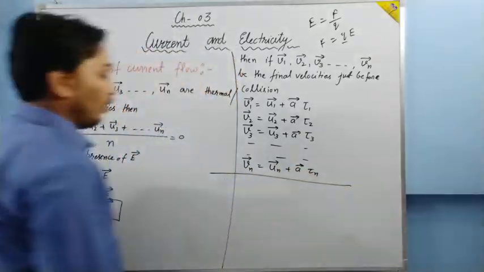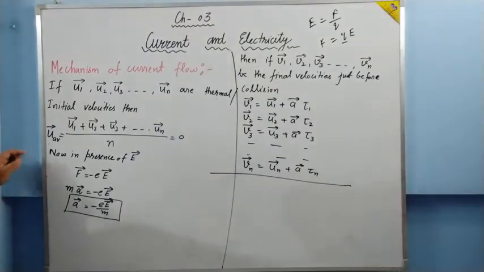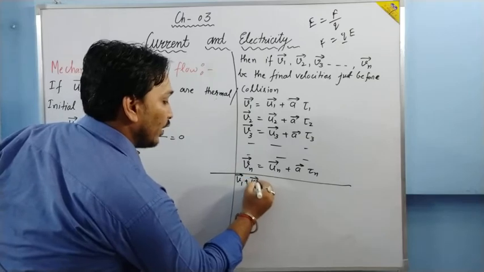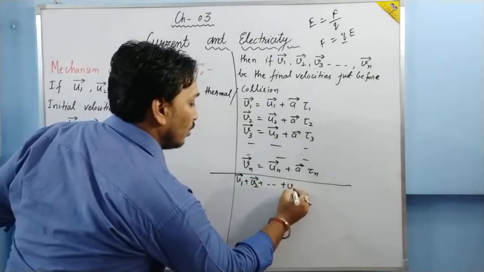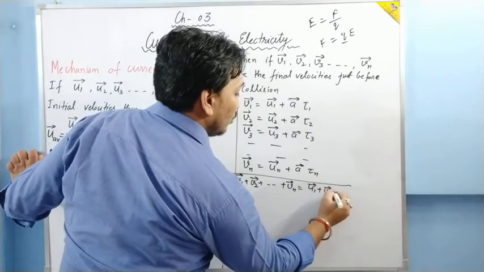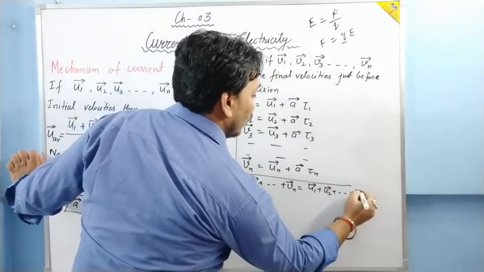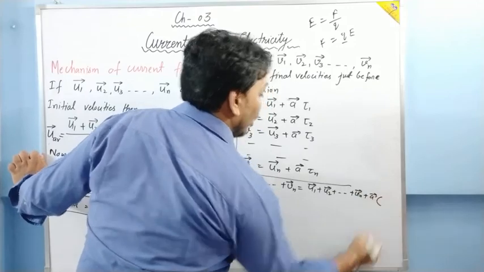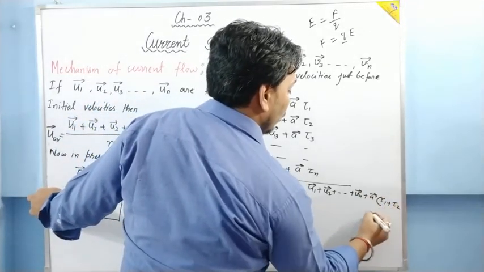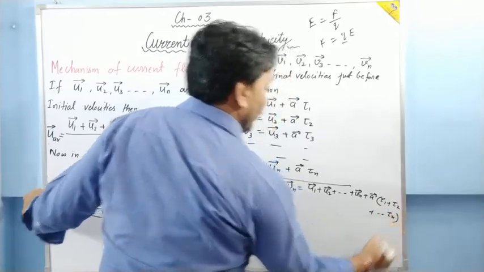We are going to add all these. So what are we going to have? We are going to have v1 vector plus v2 vector plus so on, vn vector, is equal to u1 vector plus u2 vector plus so on, un vector, plus a vector, which can be taken common. So we are going to have tau 1 plus tau 2 plus so on, tau n.